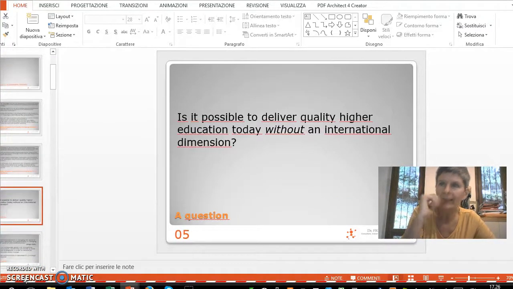And so all of this begs the question as to whether we can talk about quality in higher education today without an international dimension. That's something I ask you to reflect on as you do this particular part of the module. It's hard to imagine any form of higher education that has no international dimension at all. But give it some thought and see how that takes shape in your mind.